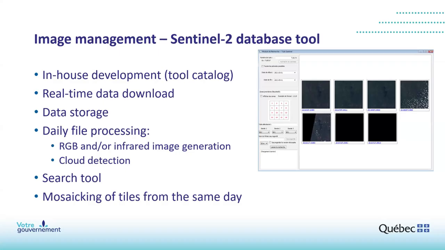On demand, the system can generate RGB and infrared products from the raw data. Cloud cleaning can be applied between the download and the processing step. This is done using cloud masks provided by NASA. Finally, a search tool allows users to browse and retrieve images from the internal catalog efficiently.